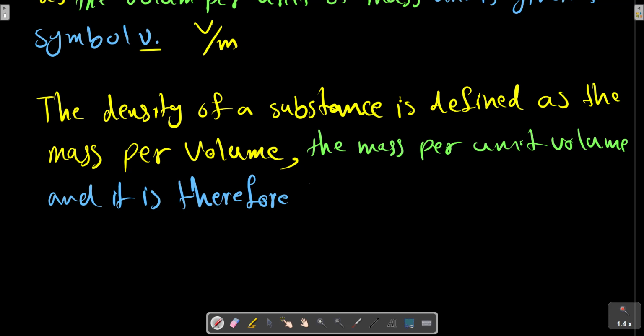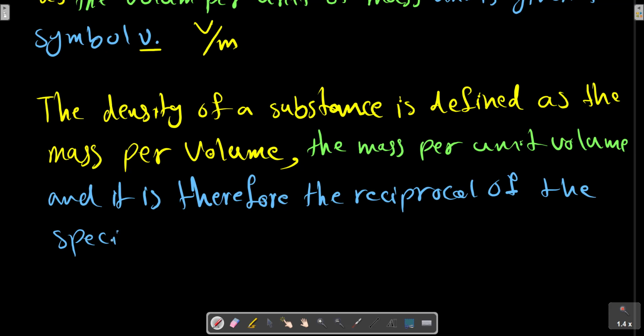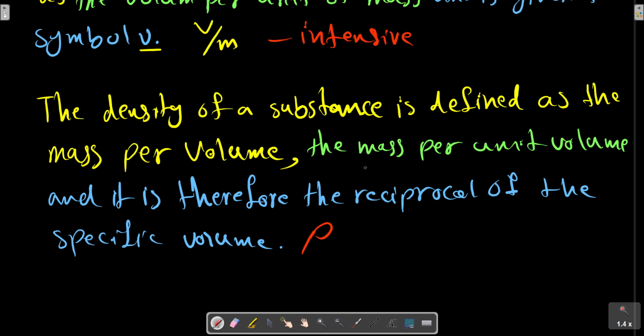The reciprocal of the specific volume is designated by rho. Specific volume and density are intensive properties.